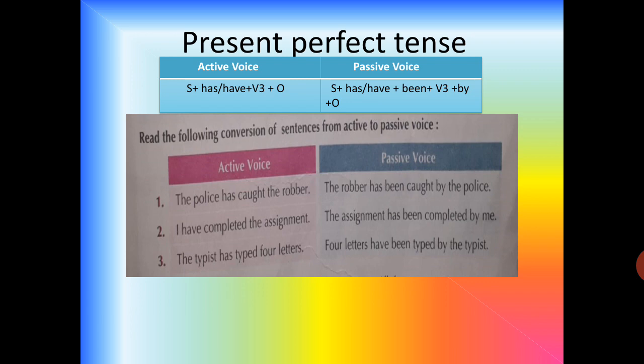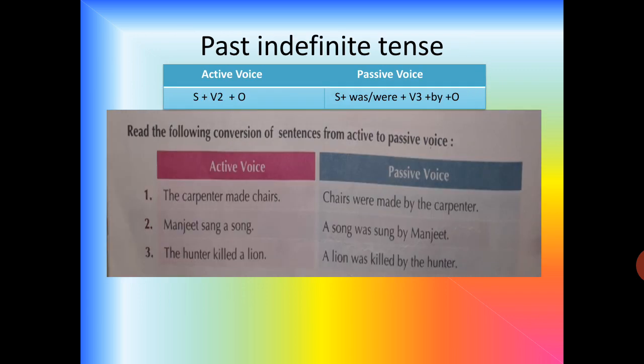Now let us see the last example also. The typist had typed 4 letters. So 4 letters से हम start करेंगे. Object क्या है? 4 letters. अब letters plural है, so I will add have. 4 letters have been. Been मत भूलना है बिल्कुल भी. Have been typed by the typist. Clear? So been is the important thing you have to keep in mind, and has, have according to the new subject. Okay. Now let us see the past tenses now.